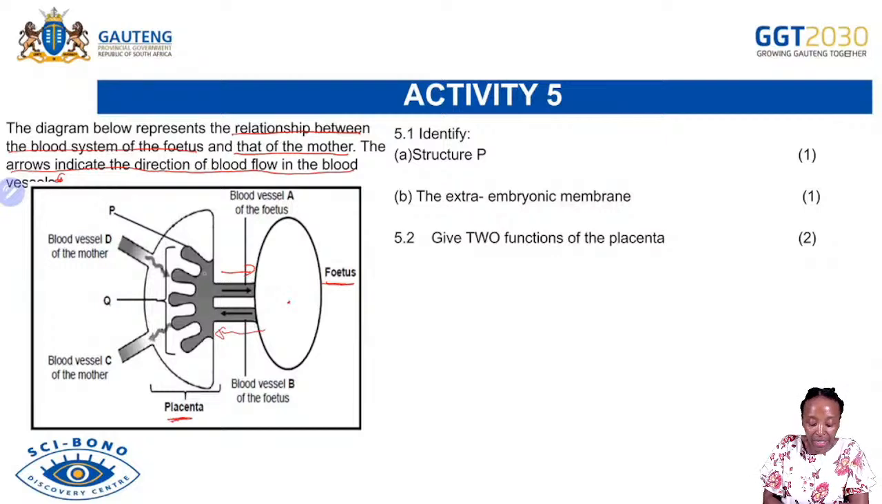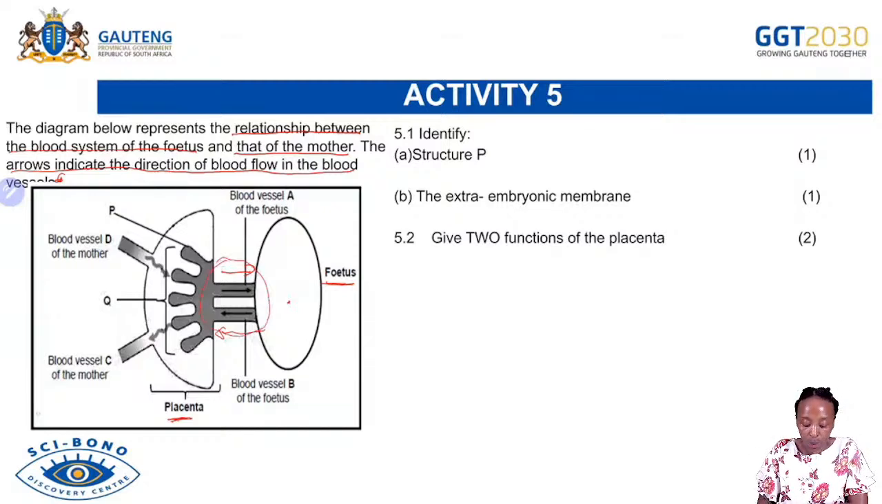And we said P, it's the chorionic villi. And we said this is blood vessel A because it goes to the fetus. So blood vessel A is the umbilical vein. And then that is the one that is moving away from the fetus to the placenta. This is the umbilical artery. So this whole structure here, we'll say it represents the umbilical cord. And then this is the placenta. And then these are the blood vessels of the mother now. Blood vessel D and blood vessel C are the blood vessels of the mother.